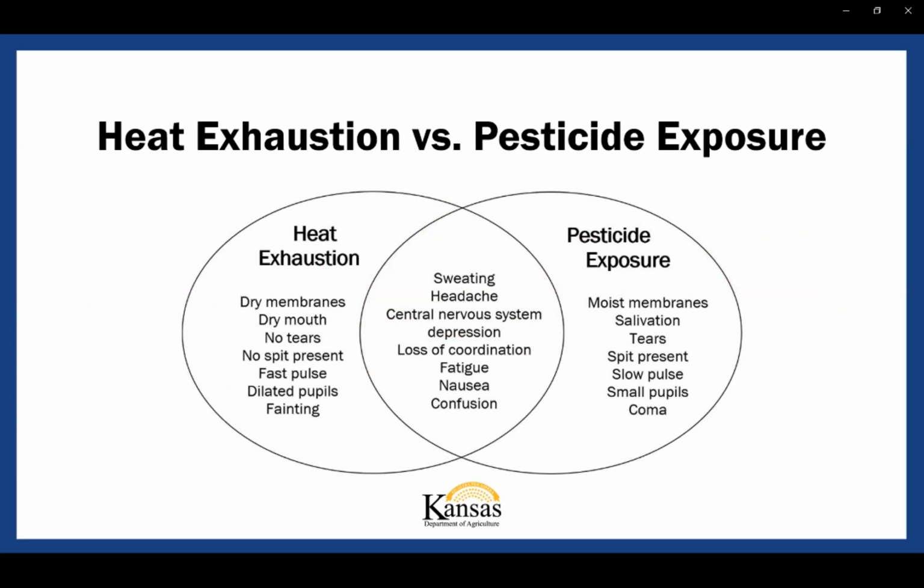There are several symptoms that can indicate that a person has been exposed to a pesticide. However, some of these symptoms can mimic heat exhaustion. It is important to know the difference between the two. In a pesticide exposure, saliva and tears may be present. A person will have small pinpoint pupils, a slow pulse, and could eventually go into a coma. In heat stress, the person will have a dry mouth, no tears, dilated pupils, a fast pulse, and could also faint.